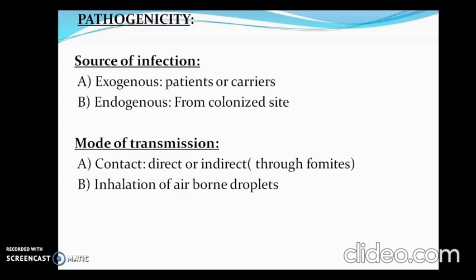The sources of infections are exogenous, that include patients or carriers, and endogenous, that is from a colonized site. Modes of transmission of infections include direct contact and indirect contact, that is through fomites, that include door handles, handkerchief, pen, pencil, and the second method is through the inhalation of airborne droplets.